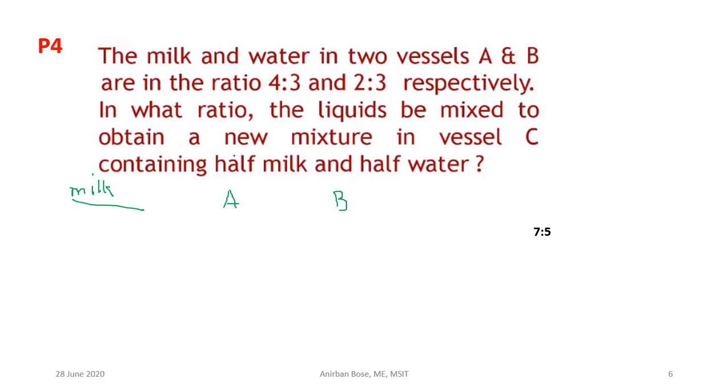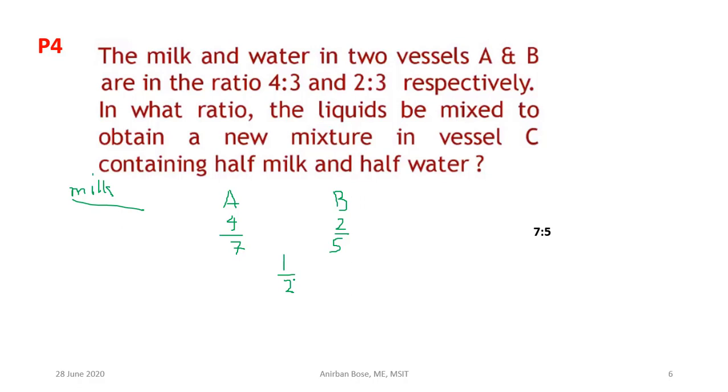If you consider milk, in vessel A, what is the amount of milk? That is 4/7. What is the amount of milk in vessel B? That is 2/5. Okay, what does the final mixture contain? Since it is half milk, half water, it is half milk. So we are solving it in terms of milk. The same problem you can also solve with water. So just take the difference.